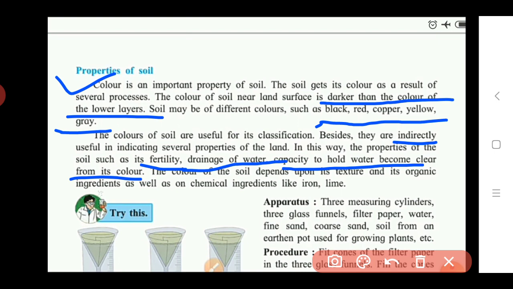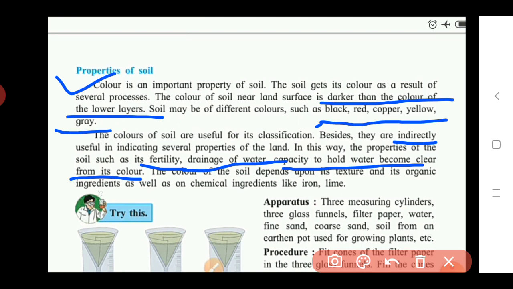The next one is the capacity to hold water, whether the soil absorbs water in a large amount or very little. That is the capacity of soil to hold water in it. So these are some properties, and these are decided from its color. For this we see some activity here.